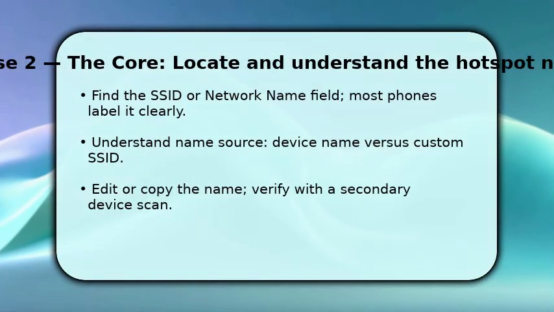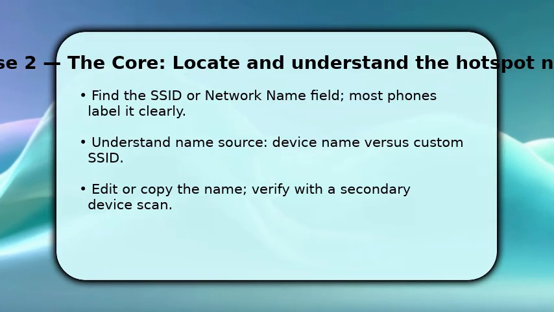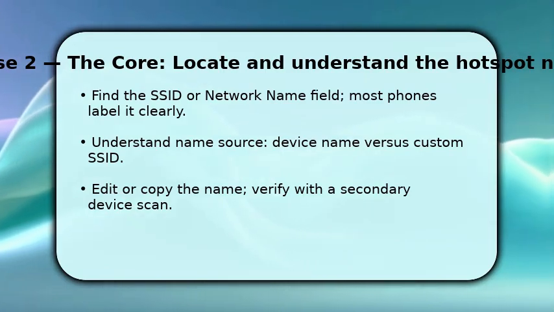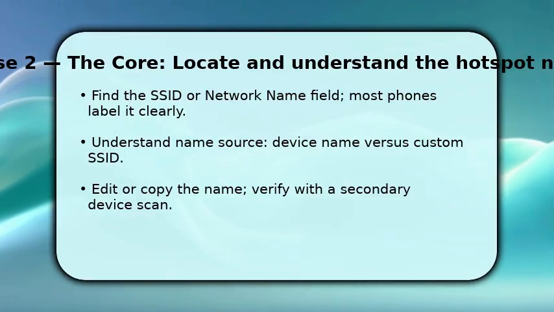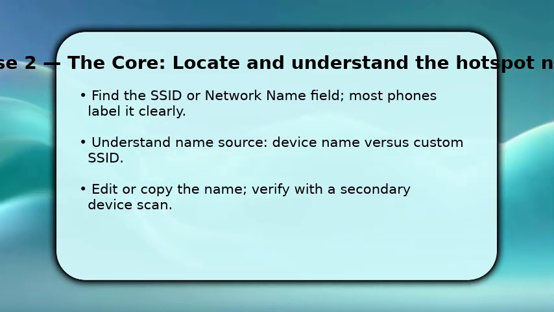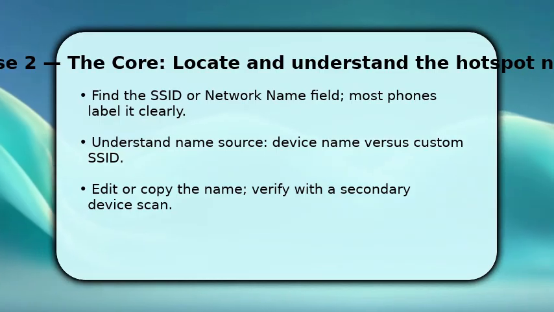Once you're in the hotspot settings, look for SSID, network name, or device name. That string is the name other devices see. On many devices, the hotspot defaults to the phone's device name, which explains why changing the device name updates the hotspot. You can edit the SSID directly on Android or change the device name on iPhone to alter the hotspot label. After editing, save changes.